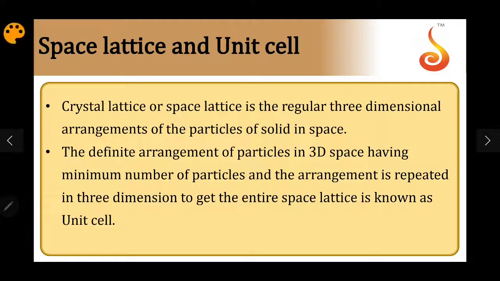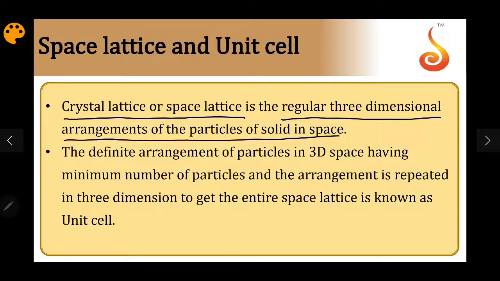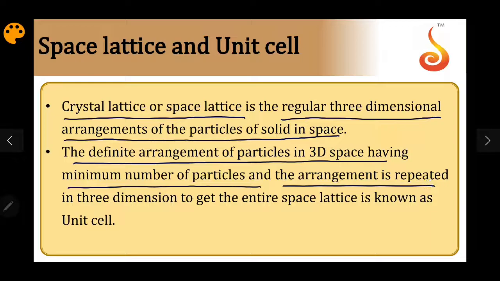In crystalline substances, there is a concept called space lattice and unit cell. The crystal lattice or space lattice is a regular three-dimensional arrangement of particles in three-dimensional space. So the regular pattern of arrangement is called the crystal lattice. A definite arrangement of particles having the minimum number of particles, which when repeated in 3 dimensions gives the entire space lattice, is called the unit cell. So the unit cell is the smallest part of the crystal lattice which, when repeated in 3 dimensions, gives the entire lattice structure. It is just like a brick in a wall.